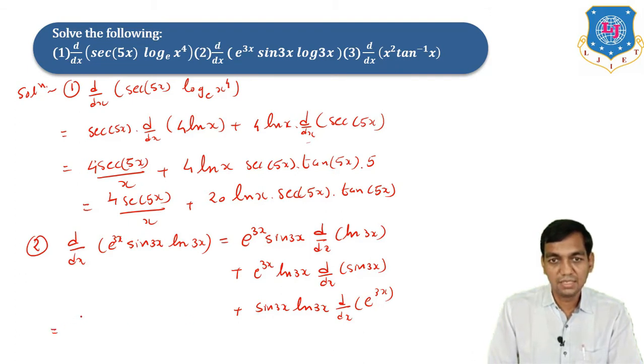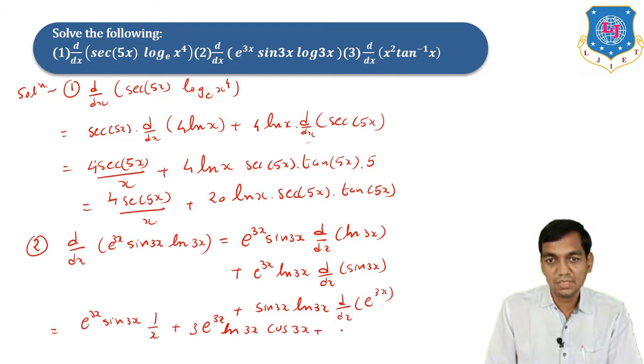Now if we are going to write the answer, then here it is e raised to 3x sine 3x, log has a derivative 1 upon 3x into derivative of 3x is 3. So 3 will be cancelled out and we will get 1 upon x, plus here e raised to 3x ln 3x, sine has a derivative cos 3x into derivative of 3x is 3. In the same manner here sine 3x ln 3x, e raised to has a derivative e raised to 3x into derivative of the power, that will be 3x has a derivative 3. So this one is the answer.